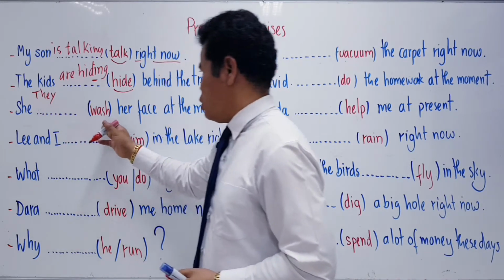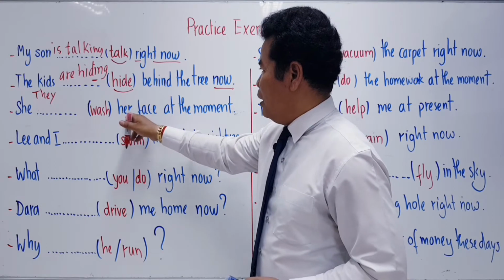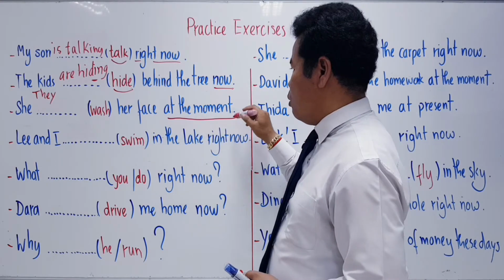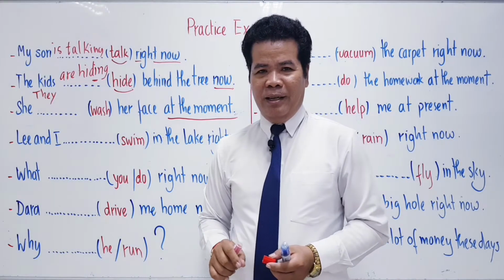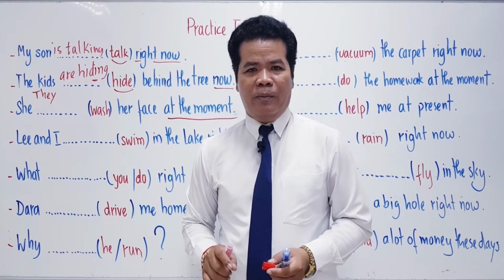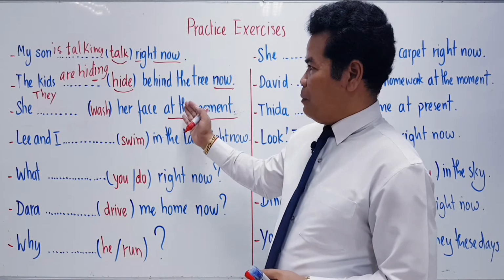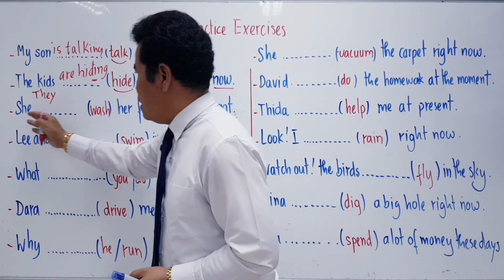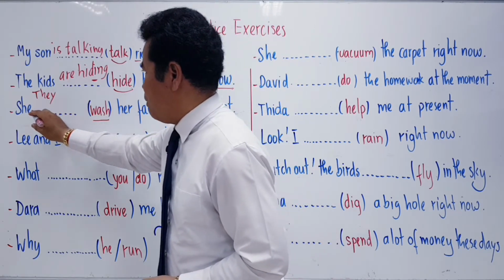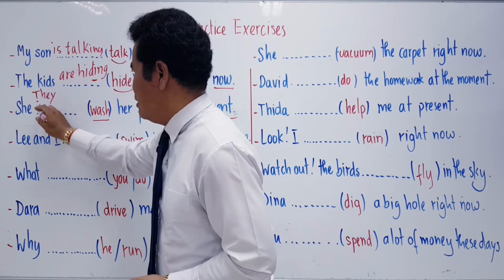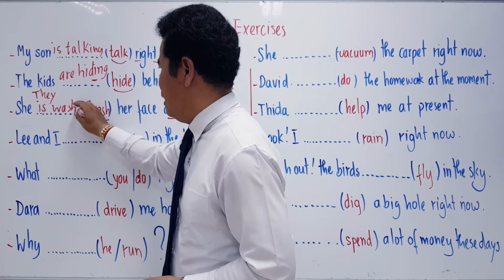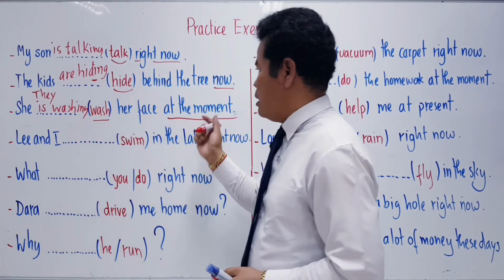And look at the third example. She wash, okay, her face at the moment. So at the moment is also one of the keywords that you need to use as the present progressive. So look at the sentence example. She wash, okay, so what do we have now? She is washing, okay, her face at the moment.